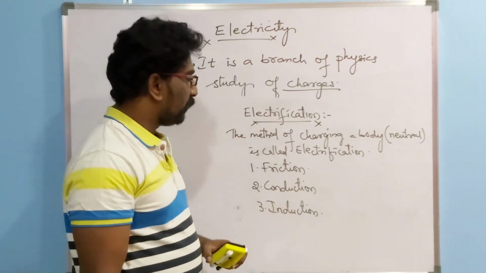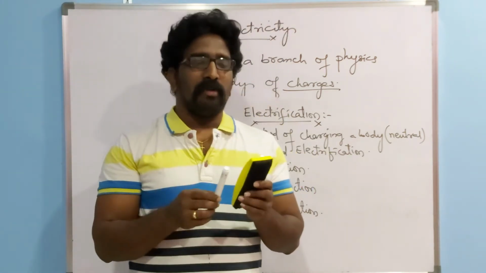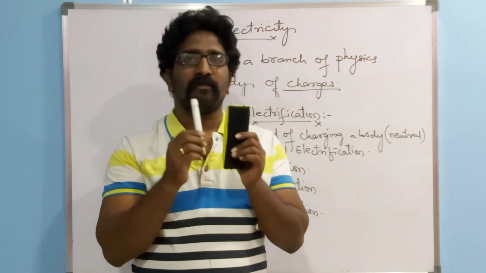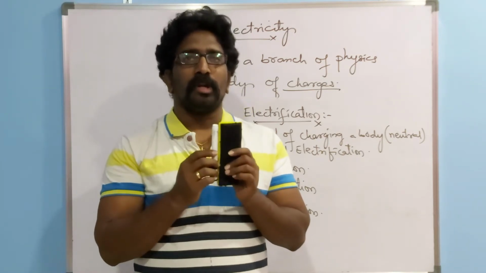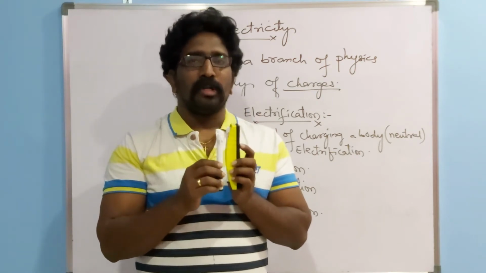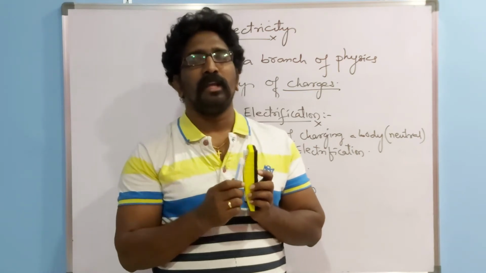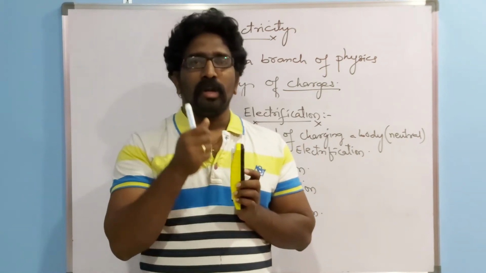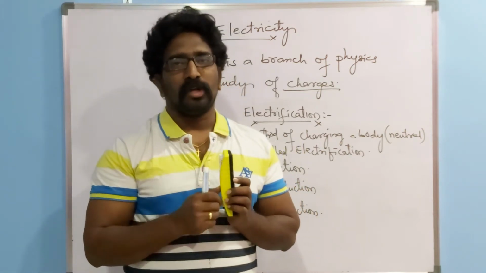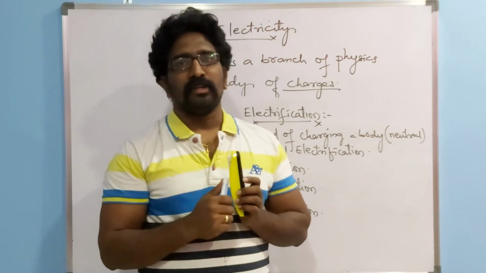So first one, friction. Whenever we take two uncharged bodies, or two neutral bodies, and bring them close to each other, if I make contact between the two bodies and rub both the bodies, then definitely one of the bodies will lose an electron and one body will gain the electron. The body which loses the electron is called a positively charged body, and the body which gains the electron is called a negatively charged body.